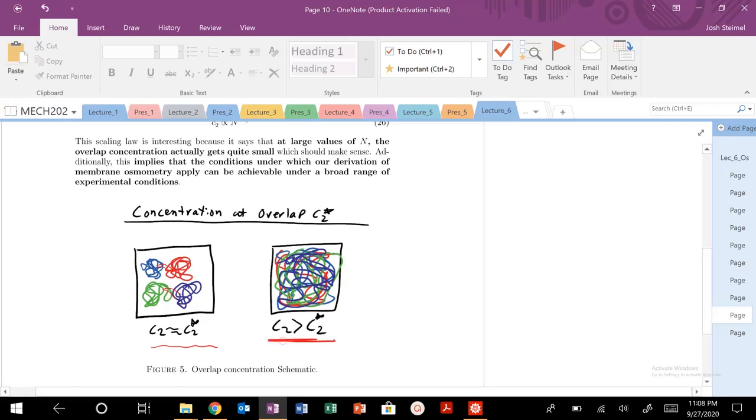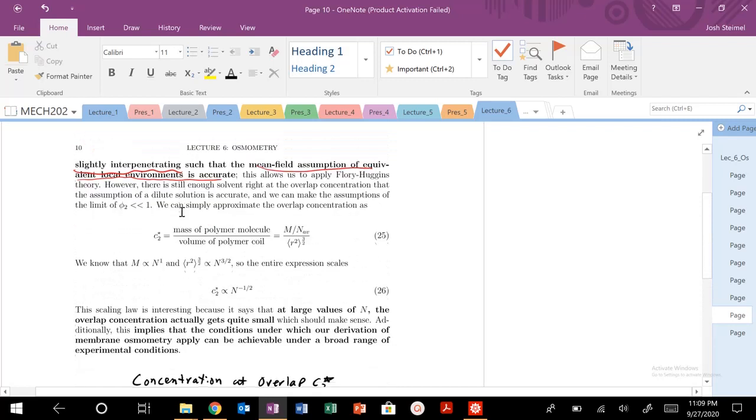So we're going to be at a concentration that's greater than C2 star, this overlap concentration. Again, our mean field theory is accurate because it's just this mess of polymer coils overlapping. This allows us to apply our Flory-Huggins theory, our mean field theory, and it's accurate. But there's still enough solvent right at the overlap concentration that the assumption of a dilute solution is accurate. So we can still make the assumptions. Again, we have to hit those two.